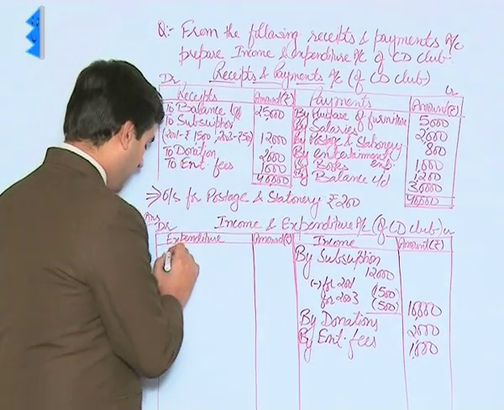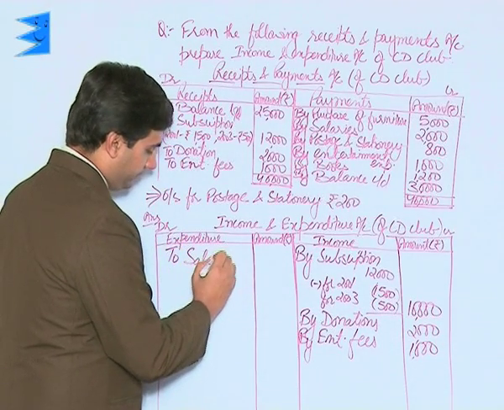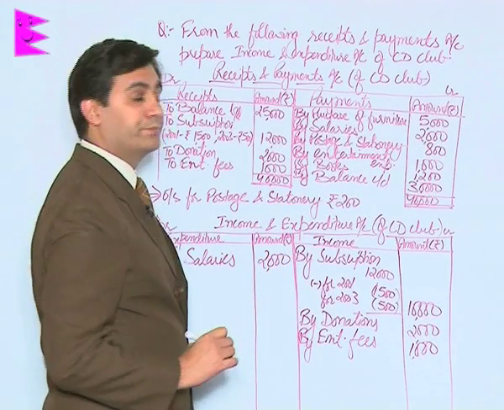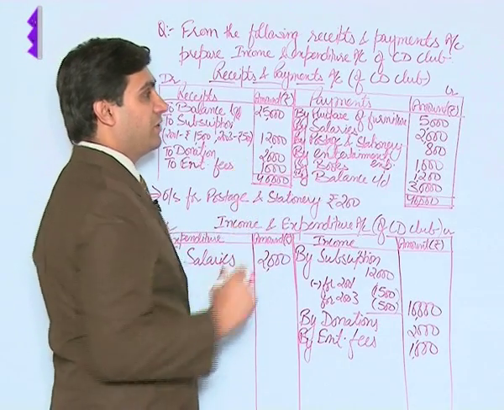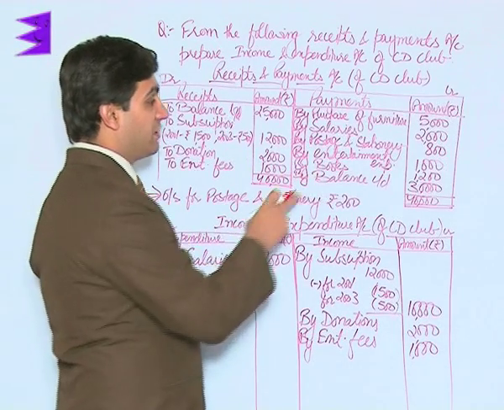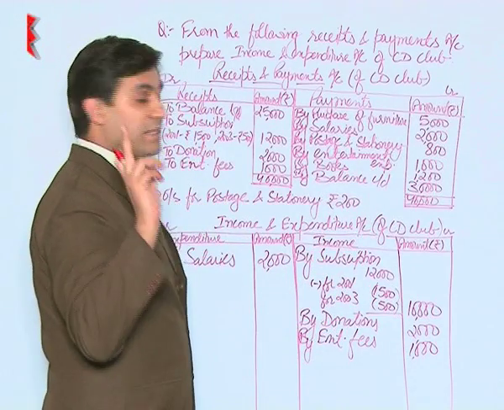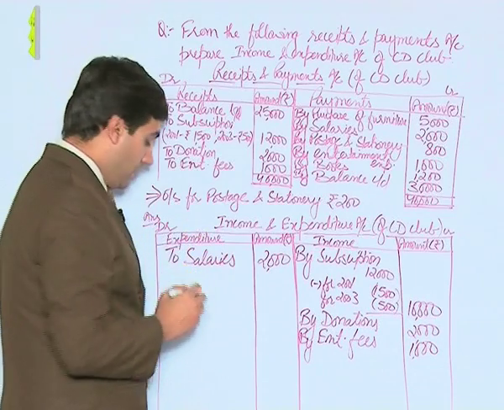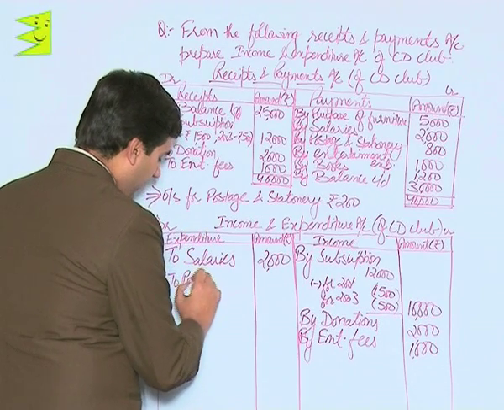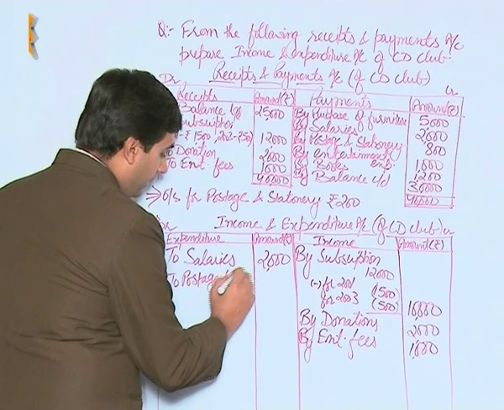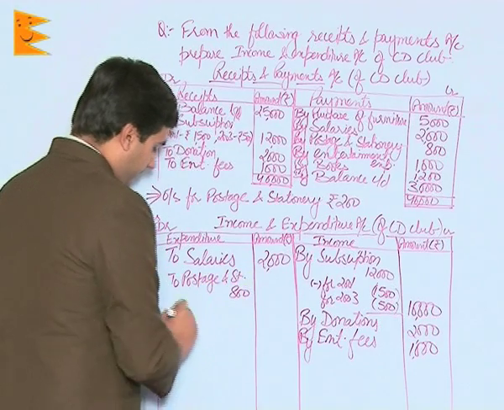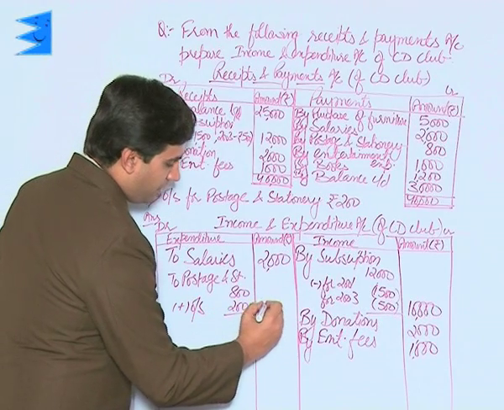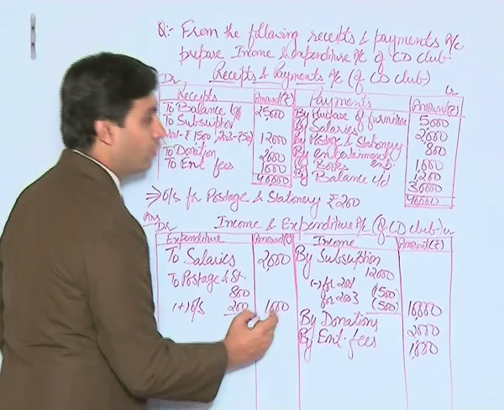Then we have salaries. Salary is a revenue expenditure. So salaries would be 2,000. Then we have postage and stationery. Remember, the amount paid for postage and stationery here is given to be 800. Plus there is an adjustment also that outstanding postage and stationery for this year is 200. So whenever we make an entry for postage and stationery, it would be 800 that has been paid plus outstanding of 200, which makes total expenditure on account of postage and stationery 1,000.